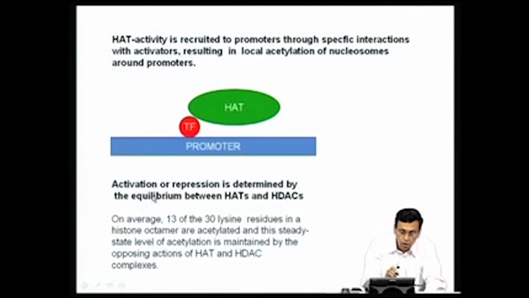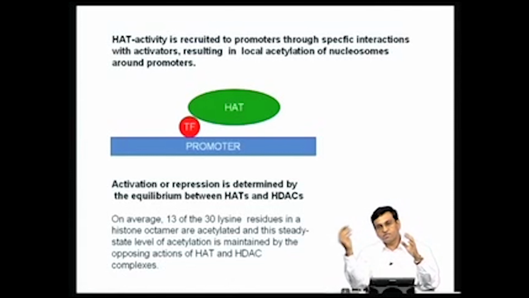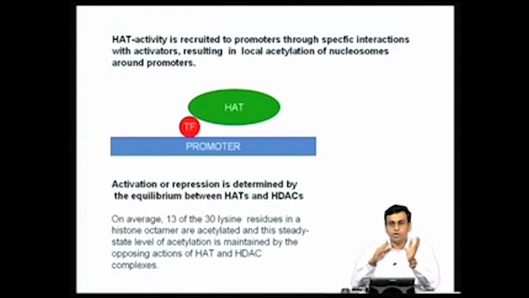So, activation or repression of transcription is determined by the equilibrium between HATs and HDACs. When you have acetylation, there is an enhanced expression of genes. When there is deacetylation, there is a decrease in gene expression, and there is an equilibrium between the HAT activity and HDAC activity at any given time at any given promoter region.